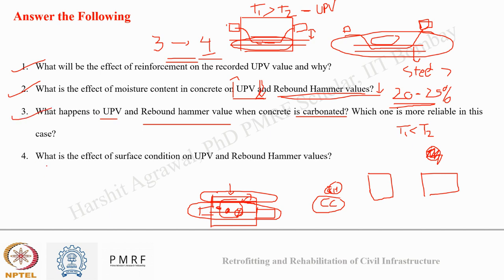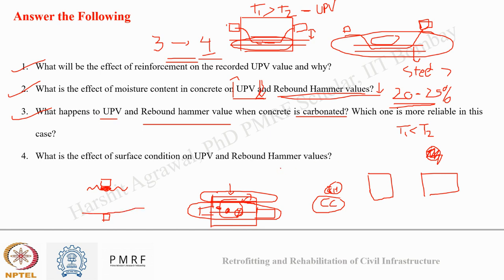Okay, final question is, what is the effect of surface condition on UPV and rebound hammer value? So suppose my surface is not uniform. What will happen? My UPV won't be conducted properly. The wave propagation will be disrupted because of this. And that's why we use gel. We use a capping gel to ensure that the contact of my probes is proper on the surface.